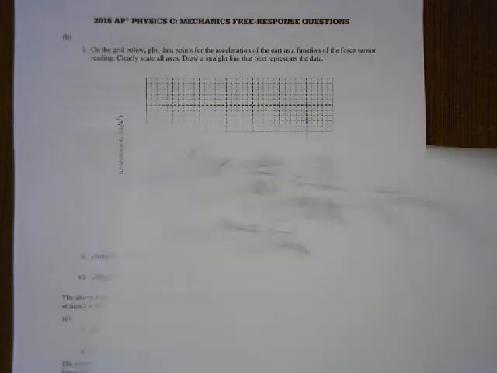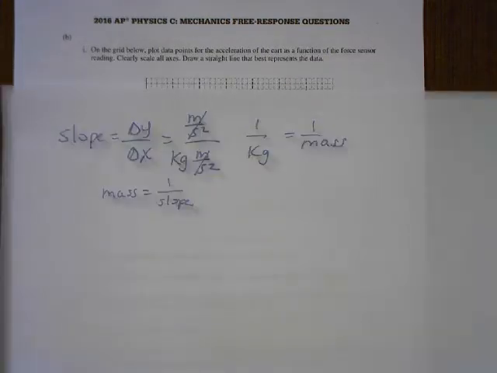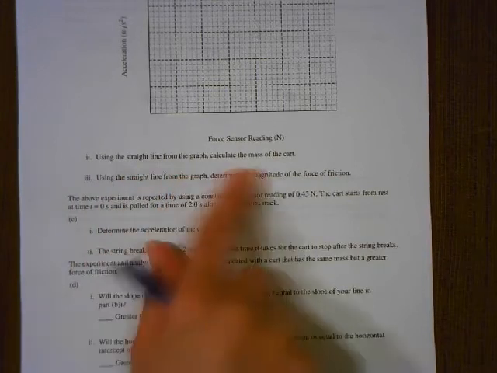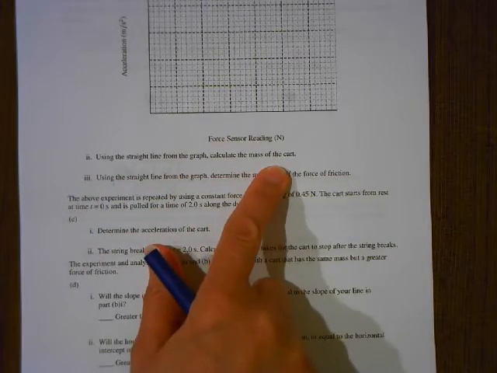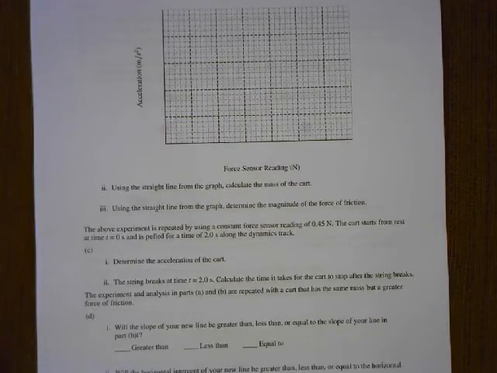Okay? So what you do here is, again, you're going to plot the points they give you, pretty simple. And then you find the mass by finding the reciprocal of the slope. It says, using the straight line from the graph, calculate the mass. So the mass is the reciprocal of the slope. After you draw the graph, you're going to do a best fit line. You're not going to connect the dots. And then you're going to show y2 minus y1 over x2 minus x1, and substitute in values and do that. So that's pretty easy.